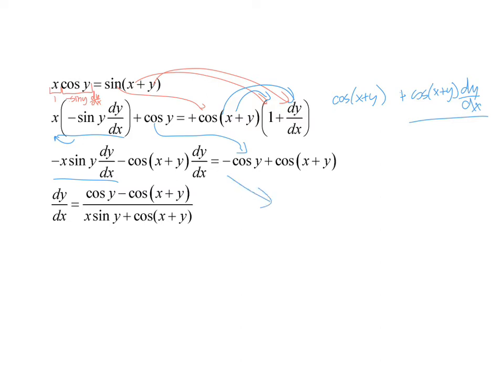So let's do that below here. So factor out a dy dx, and we would get minus x sine y. Oops, I didn't write that quite right. Let's fix that. So factor out a dy dx, we get minus x sine y. And the other term is that minus cos x plus y. And then all the stuff on the other side would stay the same. And then you can see the last step is divide by that bracket that we factored out. So this final answer looks good.